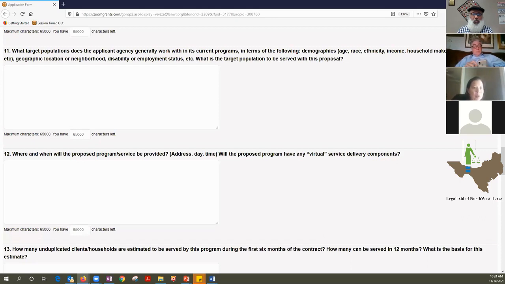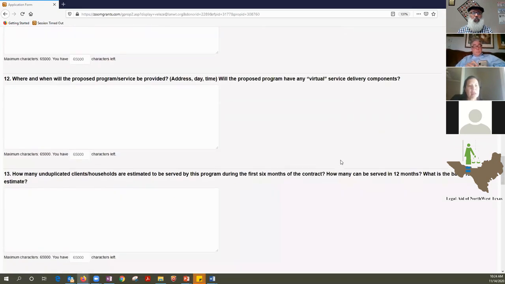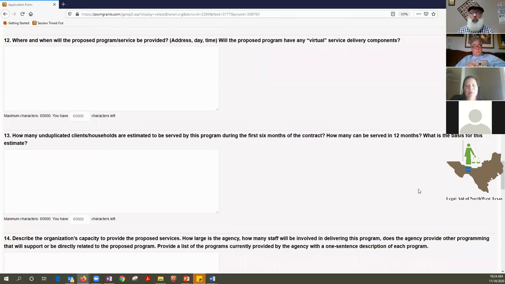Where and when will the proposed program be provided? Address, day, time. Will the proposed program have a virtual service delivery component? So for this question, looking at the background materials for this particular grant, the City of Fort Worth is looking for applications from groups that are able to begin January 1st to begin providing these services. Specifically, the two tracks that they're looking to award funds are either on a 12-month basis or an 18-month basis. So you would want to have your answer conform with the time constraints they're looking for.